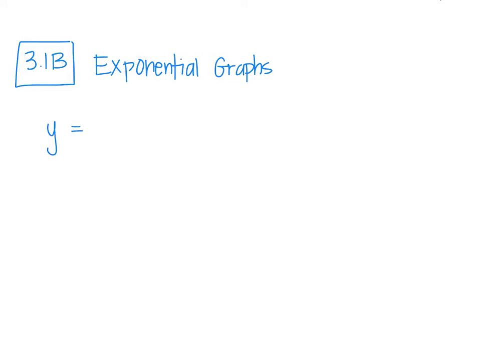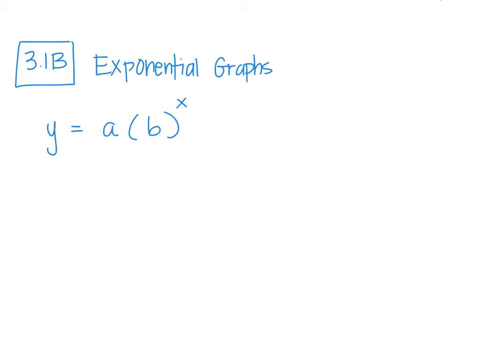So an exponential is this format. It has an a in front. It has a base that's in parentheses, and it has an x. The x is always the exponent. That's why it's called an exponential, because it has an x in the exponent.